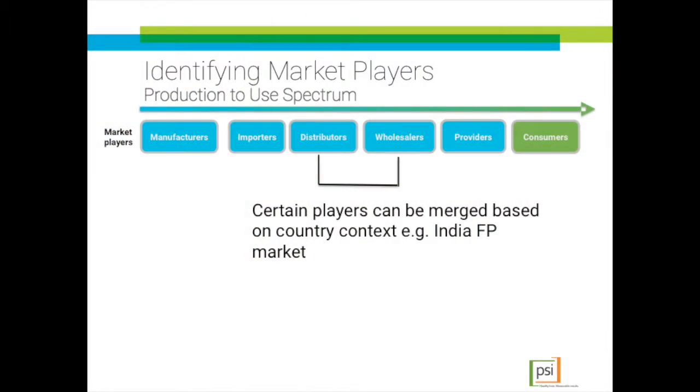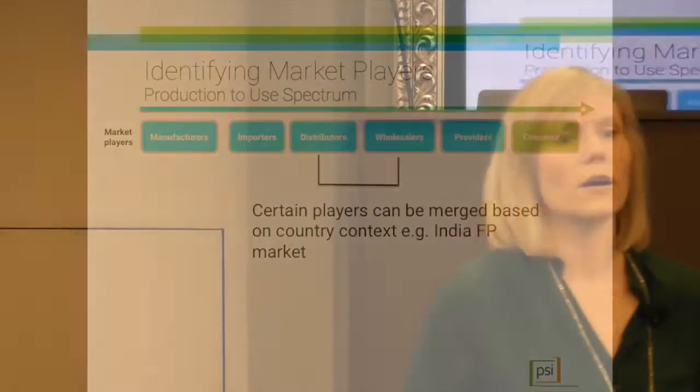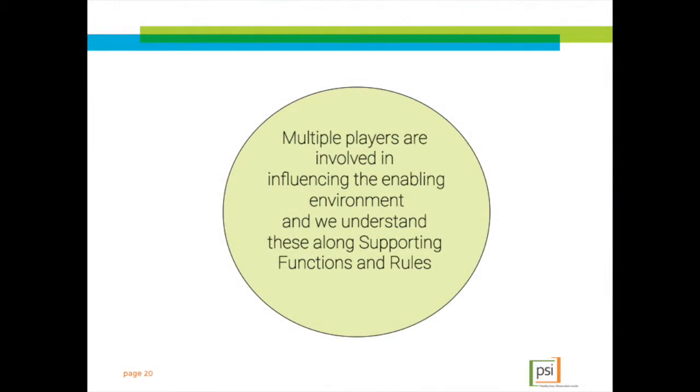So further to this, when you're customizing the production to use spectrum for your country, think about, for this product and this service, are there both importers and distributors? Maybe they're consolidated. Maybe you have some actors that are working as both distributors and wholesalers. So really make sure that when you start on this process, your production to use chain is customized to your context. So multiple players are involved in influencing the enabling environment, and we understand these along the supporting rules and functions.